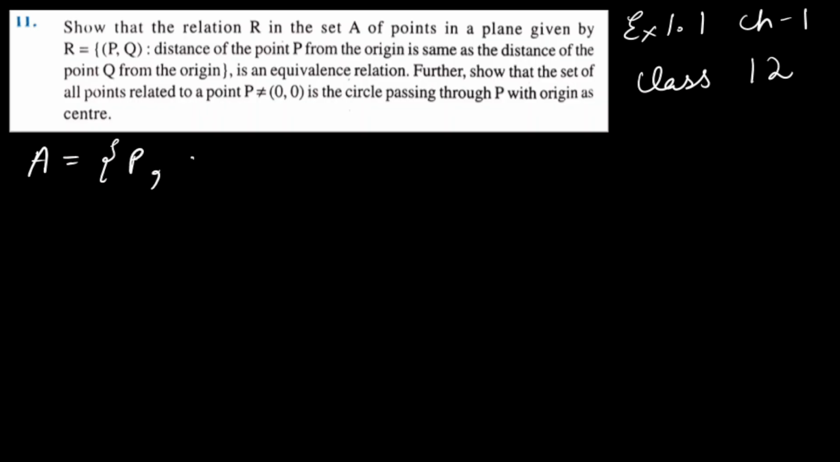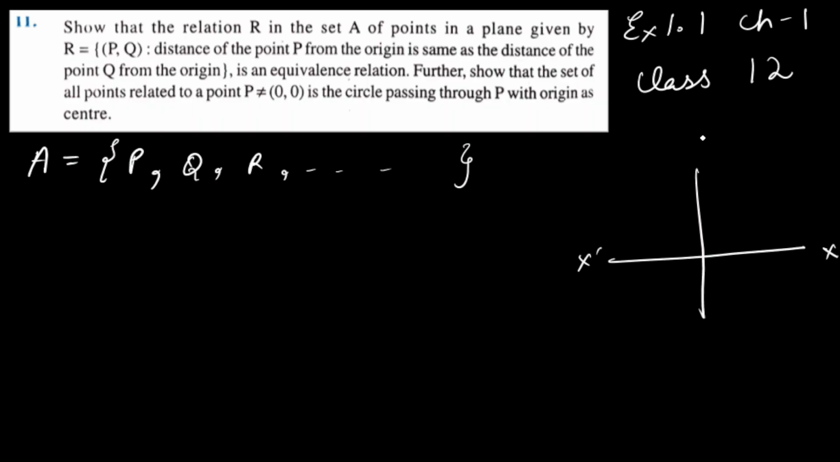So suppose this is point P, Q, R, and so many. This is how set A is. See, this is a plane, the Cartesian plane. Here, if I have to write points with capital letters, suppose here I have point P. So here we have point Q, then R, like this. So A is a set of all these points. These points have coordinates x1, y1, x2, y2. Normally we write like this.